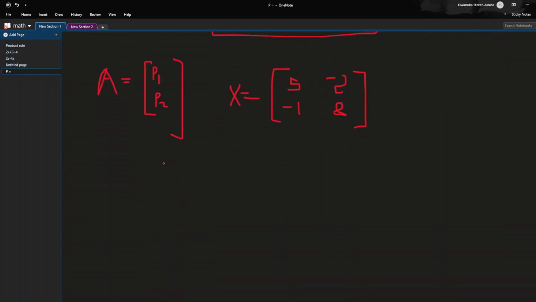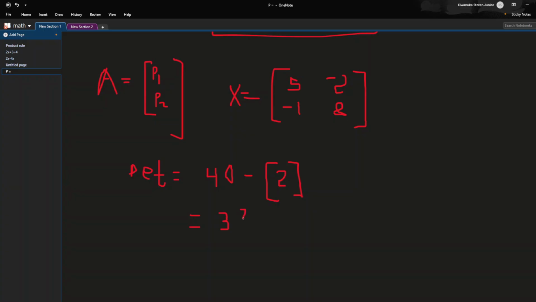That means we start with finding the determinant. The determinant equals the leading diagonal, which is 5 times 8, and we get 40. Then minus, in brackets, negative 1 times negative 2, we get positive 2. So making our determinant 38.